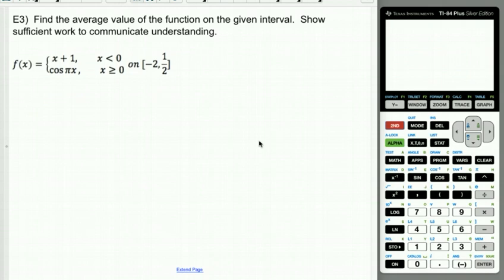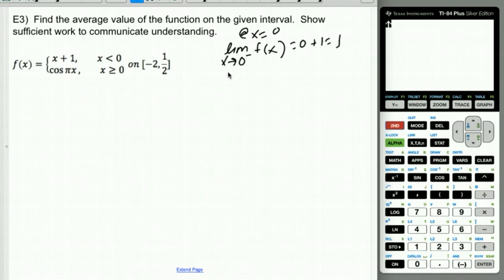All right, so E3 gets a little bit trickier. So now we have a piecewise function, right? So we're basically going to have to treat the integral for the two pieces separately. The first thing you should check is that in order to find the average value, these two pieces have to intersect, right? But they do. If you check at x equals 0, the limit as x approaches 0 from the left of this function would be 0 plus 1, which is 1. The limit as x approaches 0 from the right of this function would be cosine of 0, which is also 1. So this thing's continuous, and this can be something that happens in your head, but you should just double check that it's a continuous function.